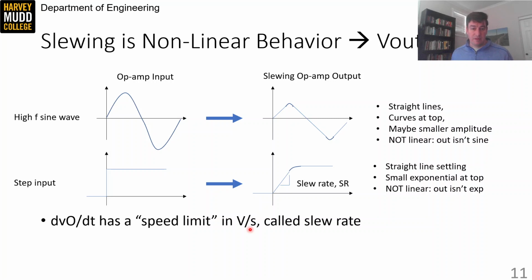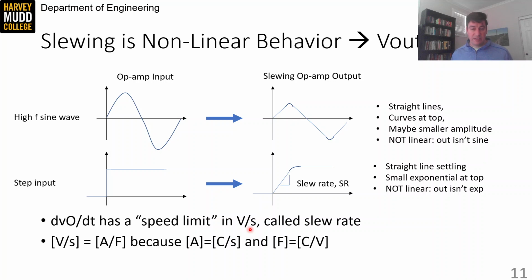And one detail that's worth noting here is that volts per second is the same units as amps per farad, because amps are coulombs per second and farads are coulombs per volt.